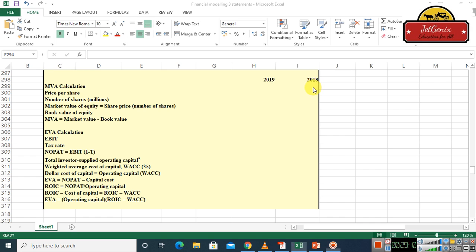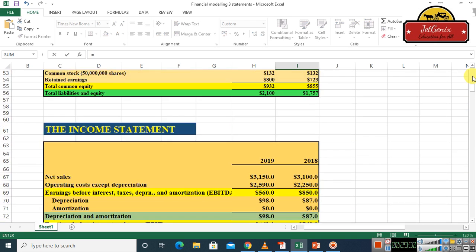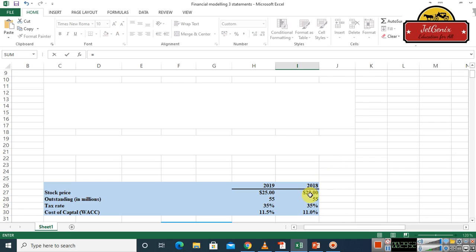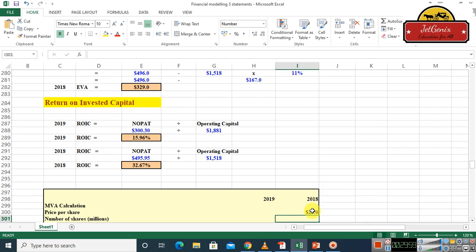So for 2018, let's say if I want to start with 2018, I will select the price per share, which we can find at the top of this spreadsheet, which is here for 2018. Share price is 29. Okay, you see it came here.